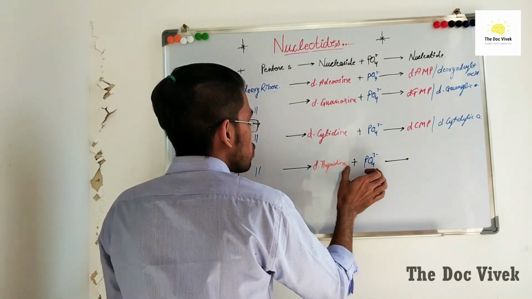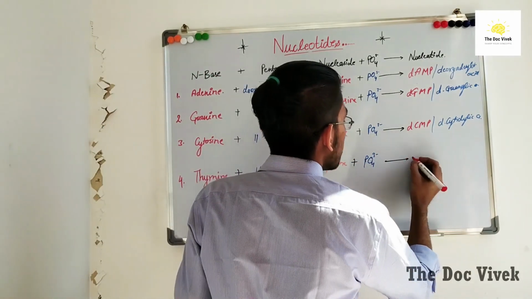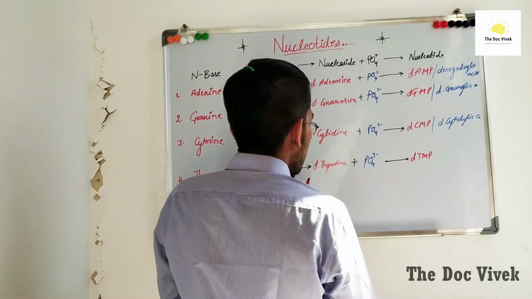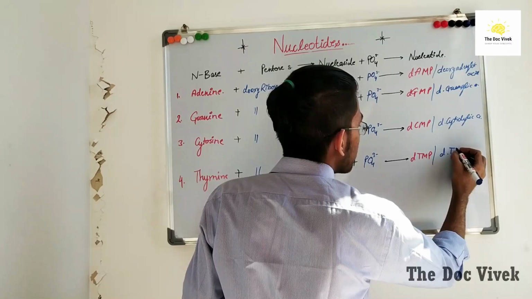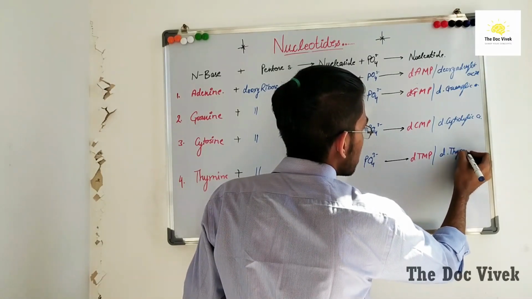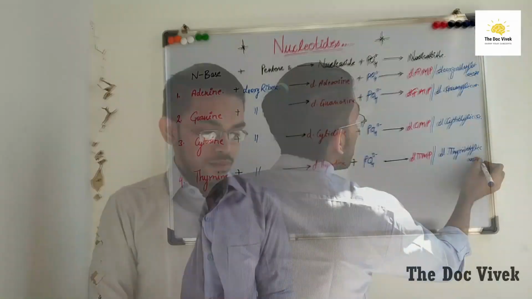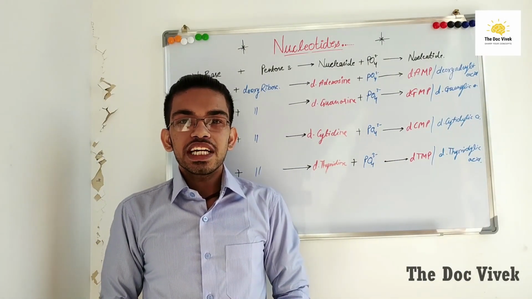And if phosphorylation of deoxythymidine takes place, it results in the formation of deoxythymidine monophosphate, which is also known as thymidylic acid. Okay, so now we completed ribonucleotides and deoxyribonucleotides.